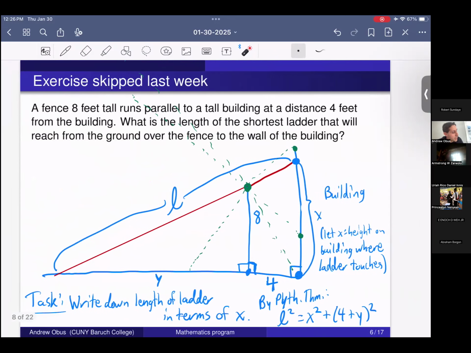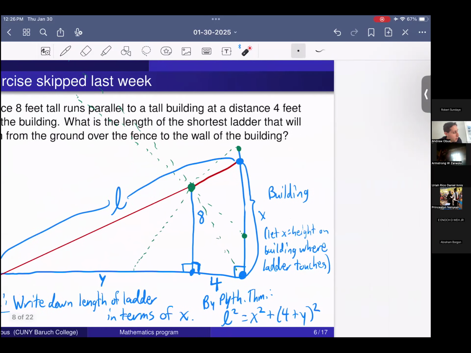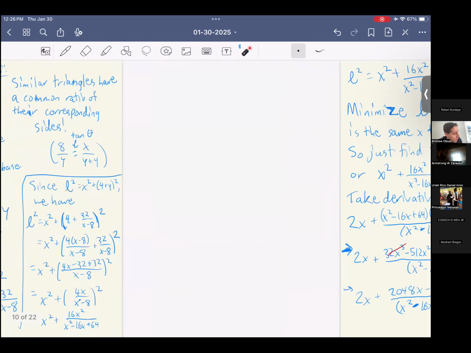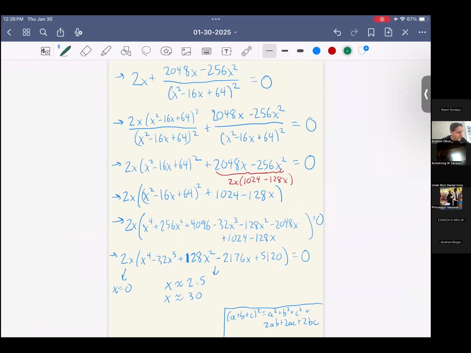So remember, it says, what is the length of the shortest ladder that will reach the ground over the fence? So we've solved that x equals 30. So I'm going to write x equals 0 and x equals 2.5. These two solutions are what's called extraneous. It means that you can't use them. Okay, but what about x equals 30? That's okay. And so now we need to figure out what the actual length is.